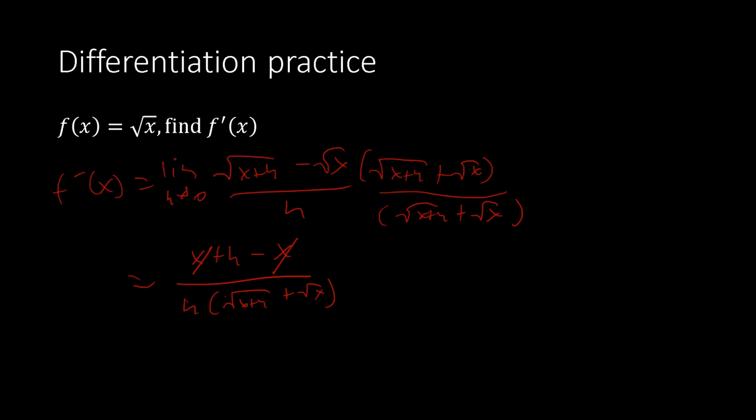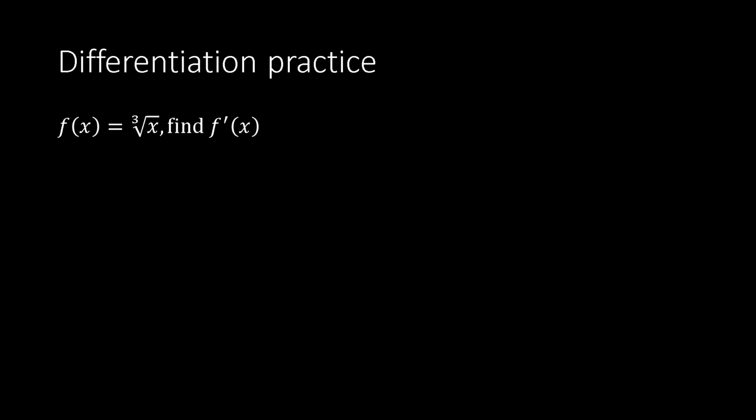These x's are going to cancel, and this h is going to cancel with this h, so we're just going to end up with 1 over square root x plus h plus square root x. Plug in h equals 0, and we get 1 over 2 square root x. Amazing. So the derivative of f of x equals square root of x is f prime of x equals 1 over 2 square root x. All right. Now we're going to do f of x equals cube root of x.